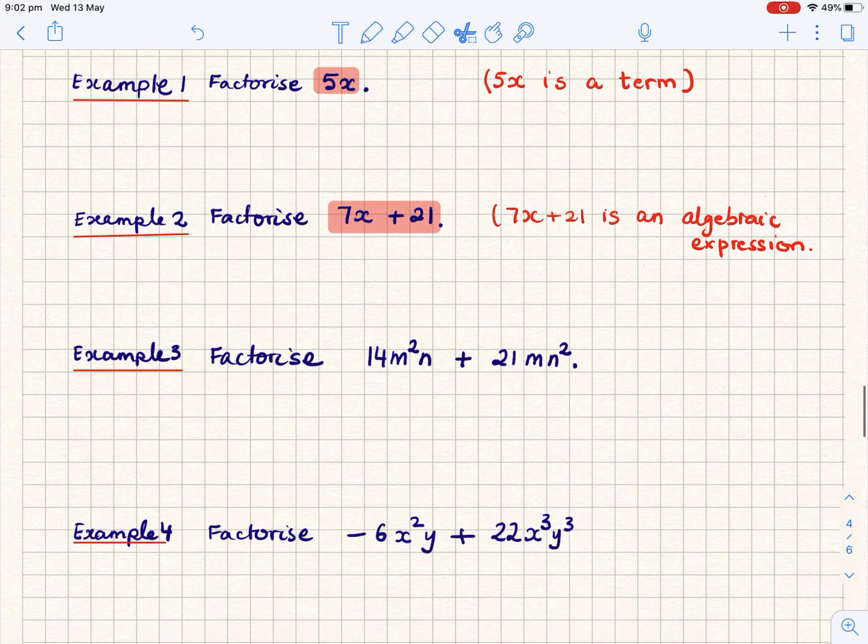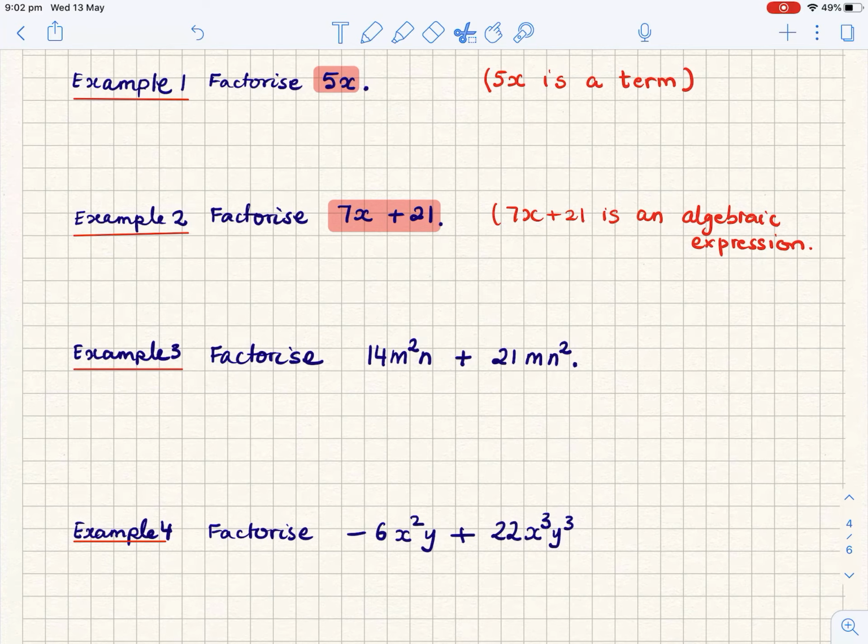Example 1. Factorize 5x. Now 5x is a term. It's only one term. So how to factorize 5x? We can write it as 5 times x. Example 2. Factorize 7x plus 21. 7x plus 21 is an algebraic expression because there are two terms.